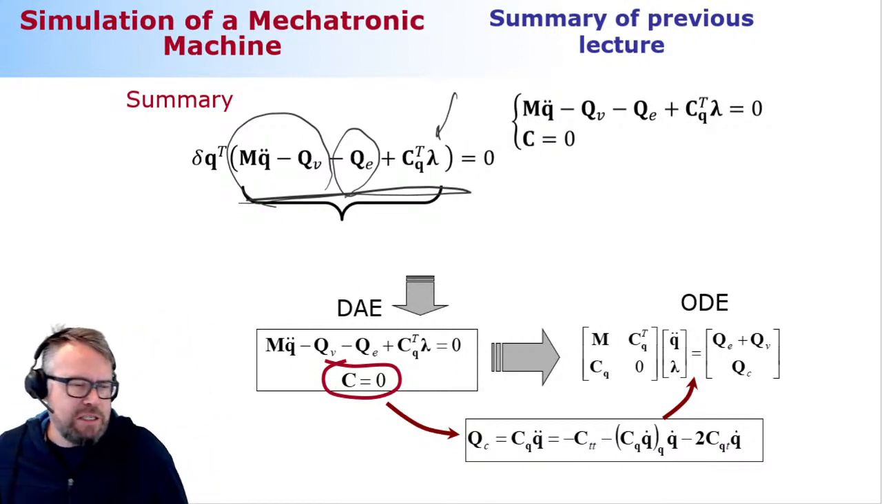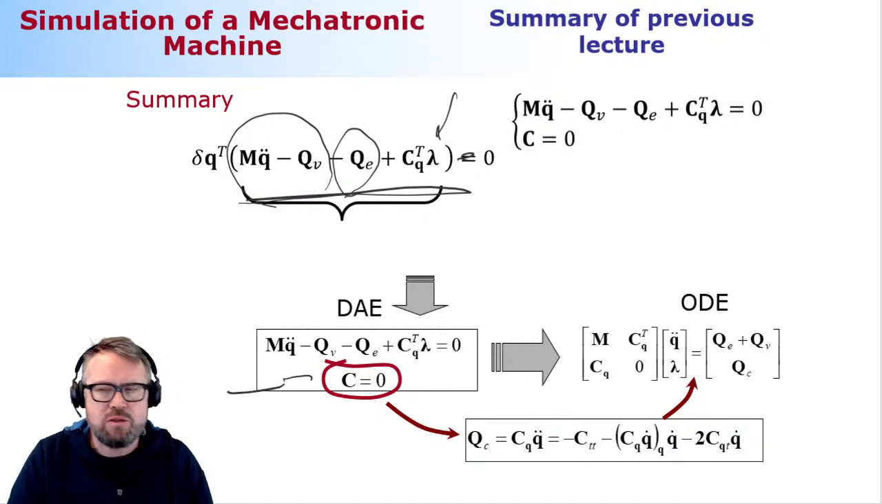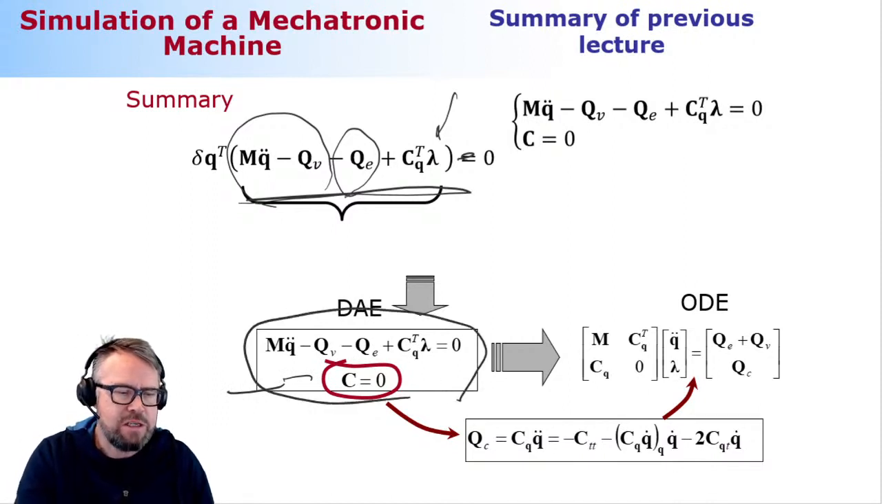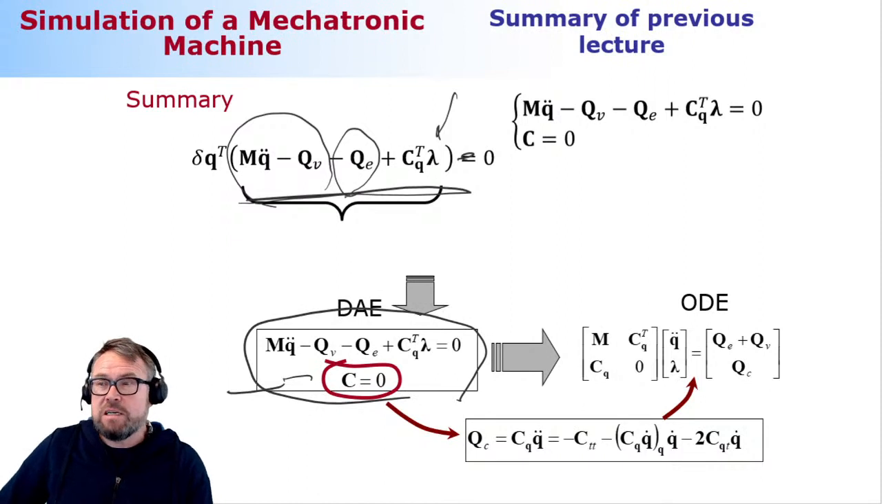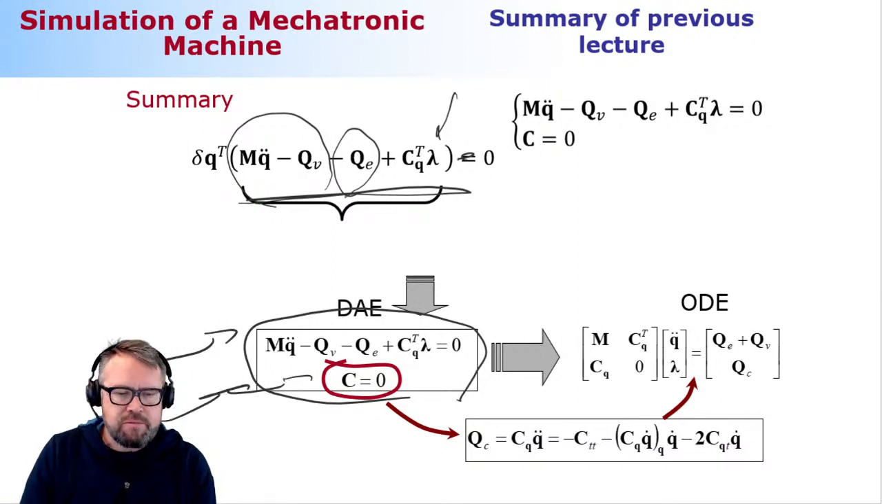Now, you can set this to be equal to 0, finally. The only thing that is missing here is that this holds at the point where the constraints are fulfilled. So this is our final set of equations, which is called a set of differential algebraic equations, because it has differential equations and algebraic equations. We could solve this as it is, but it is often easier to convert that set of differential algebraic equations to be ordinary differential equations.